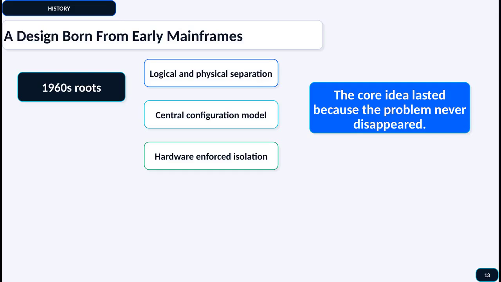The IOCDS design has historical roots in early mainframe architecture. Some details may feel old at first, but the underlying problem is still very modern. How do you allow many workloads to share powerful hardware while keeping them isolated and predictable? The answer was to separate the logical definition from the physical hardware and use a central configuration that the machine can enforce. That idea has lasted because shared computing still needs the same kind of discipline today.